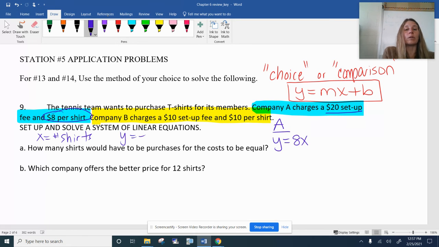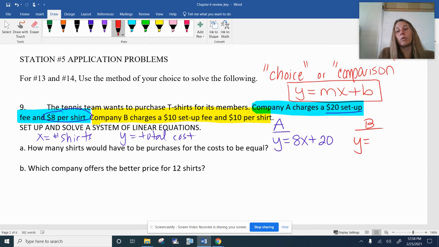And then Y will be the total cost. So for $8 a shirt plus that $20 setup fee. Now company B, their total cost will be based off of $10 per shirt. So 10X plus the $10 setup fee. Now, because they're both already set up in y equals mx plus b form, usually substitution or graphing is a better option. If you want to go ahead and do elimination, you can, but you're going to have to rearrange your equations to be in standard form, which is just an extra step.